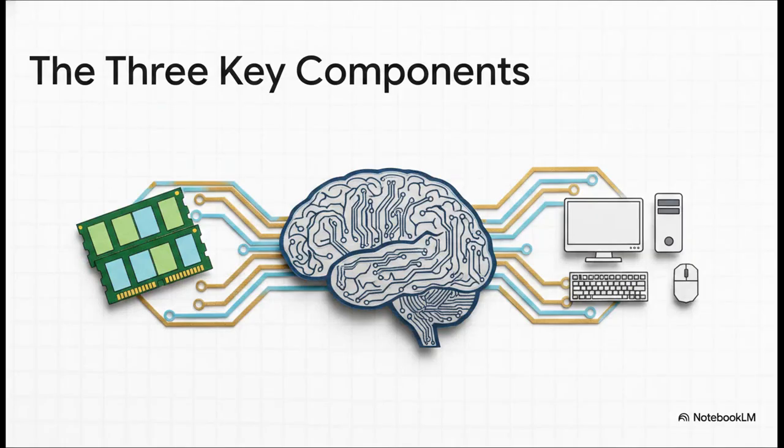So let's quickly break these down. First, the CPU, the central processing unit. That's the brain. It's doing all the thinking and carrying out instructions. Then you have memory, which is basically the computer's short-term workspace, like RAM. It holds whatever the brain is working on right now. And finally, you have I/O, or input-output. That's how we talk to the computer with our keyboard and mouse, and how it talks back to us through the screen. It's this constant dance between these three components.